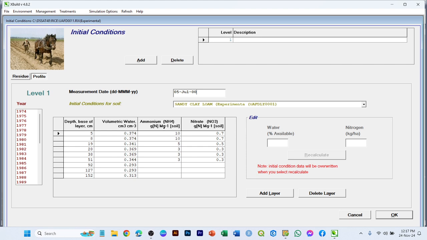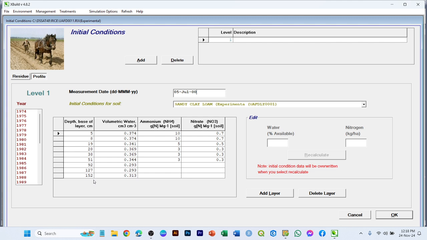It means you have taken the experimental analysis at the depths of 5 centimeter, 8 centimeter, 19, 28, 38, and what are the volumetric water in centimeter cube per centimeter cube. This is the volumetric measurement.